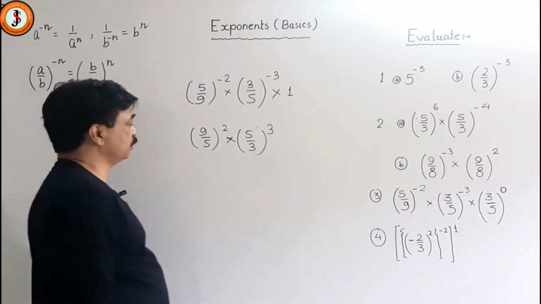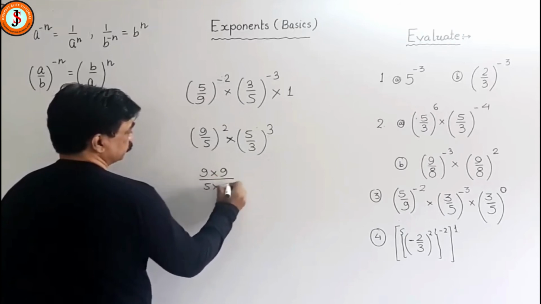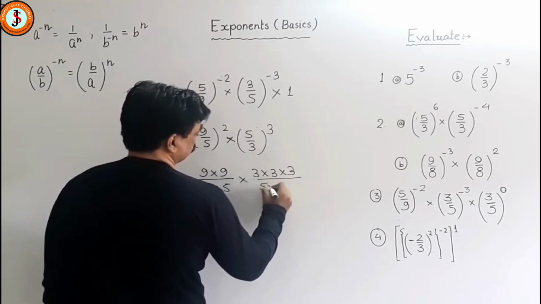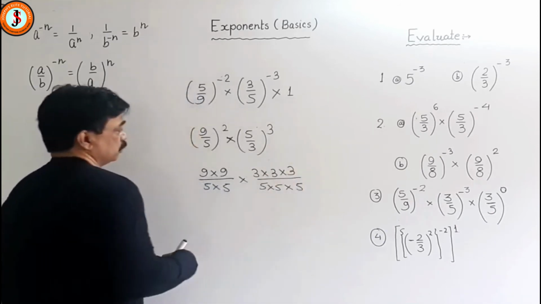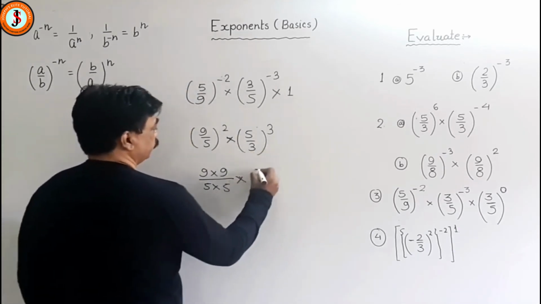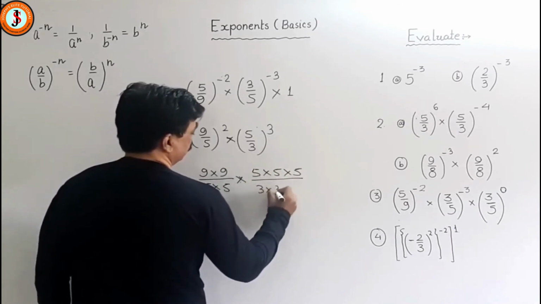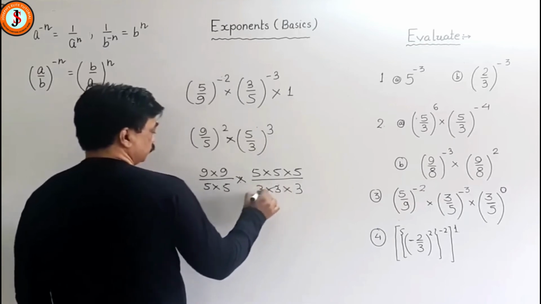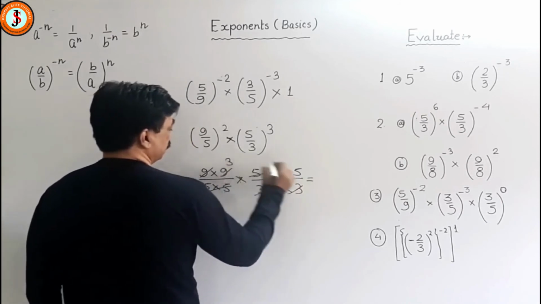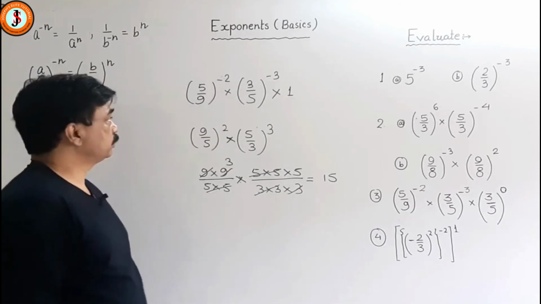9 into 9 into 5 into 5. Now you can easily see this will become 5 into 5 into 5 divided by 3 into 3 into 3. So 9 goes, 25 goes, so it will be 3 3s are 9. So the answer is 15 over here. So we will be able to do this.